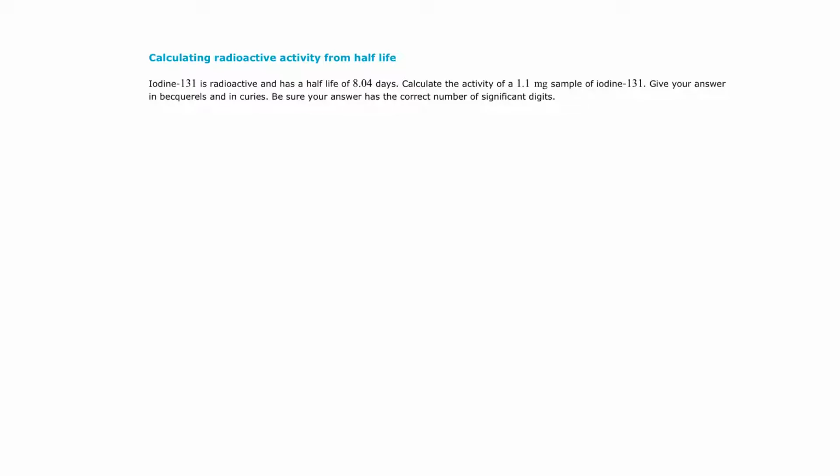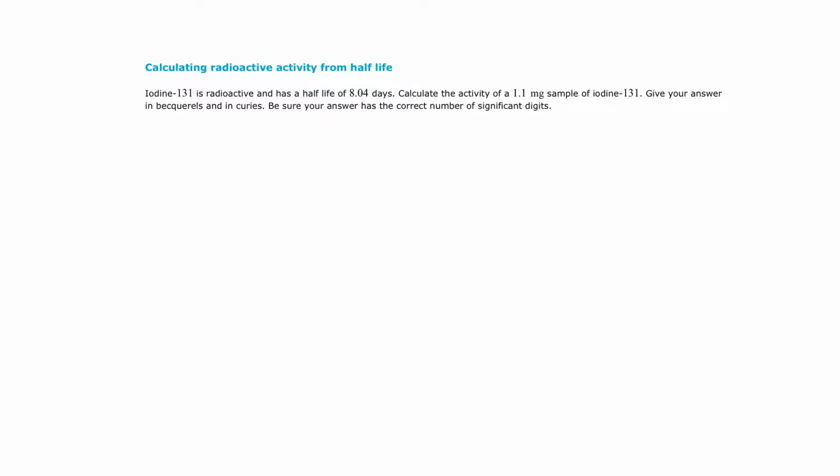And I'll give you the equivalent in a minute. Well, let me write it down. There are 3.7 times 10 to the 10 becquerels in 1 curie. Okay, so we'll use that at the end.